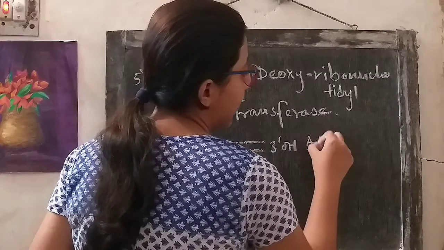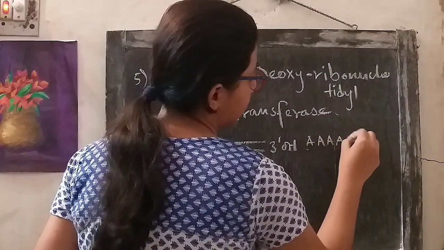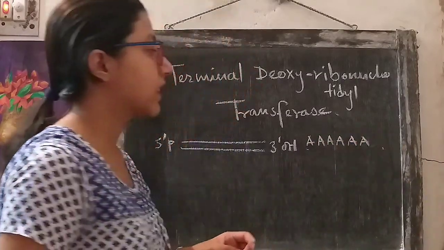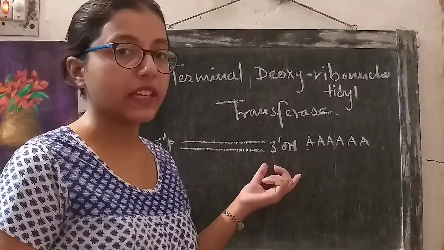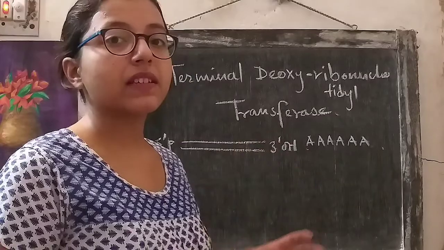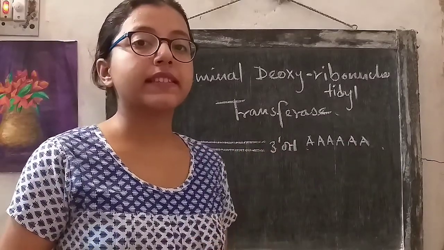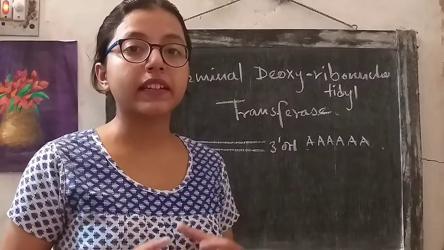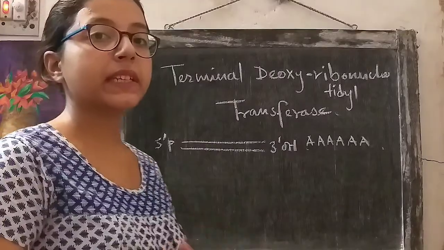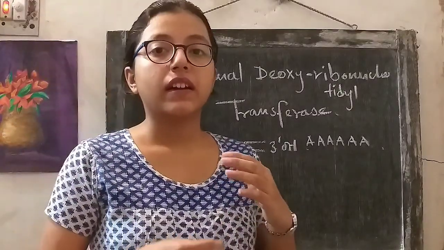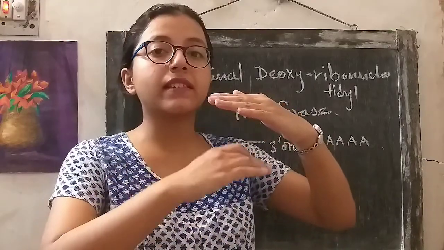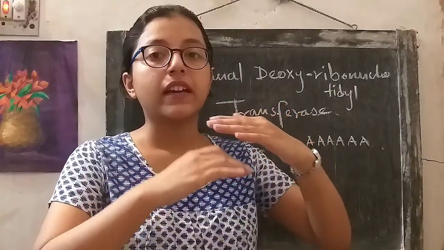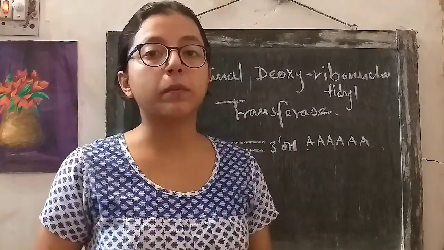So they will add multiple nucleotides at the 3' end of the DNA. And this enzyme has a special property. This enzyme is a template independent DNA polymerase. Template independent means, we know what a DNA polymerase does? The DNA polymerase replicates a parental strand and synthesizes its complementary strand.